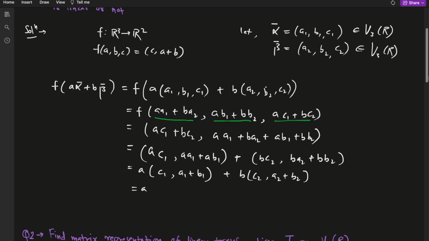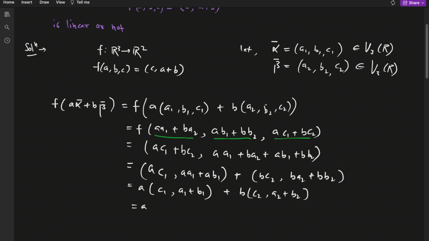And now if I see, this c comma a plus b can be simply written as f of a1 comma b1 comma c1, right? Why? Because f of abc is nothing but c comma a plus b. So if f of abc is c comma a plus b, then f of a1 b1 c1 will be c1 comma a1 plus b1. So I have gone from right to left, right? So c comma a plus b can also be written as f of a comma b comma c. Similarly, this can be written as b times f of a2 b2 c2, right?